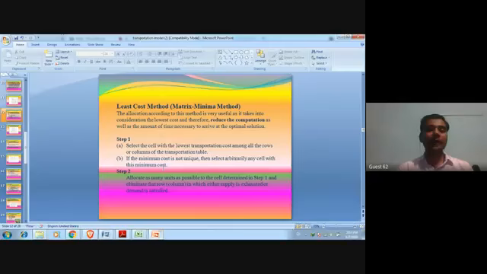Now, allocate as many units as possible to the cell determined in step 1 and eliminate that row or column in which either supply is exhausted or demand is satisfied. It means we will allocate according to our demand or supply, whichever is minimum. If demand is minimum, we will allocate that quantity to the cell which has the minimum unit cost. And if supply is minimum rather than demand, we will allocate that quantity of supply.